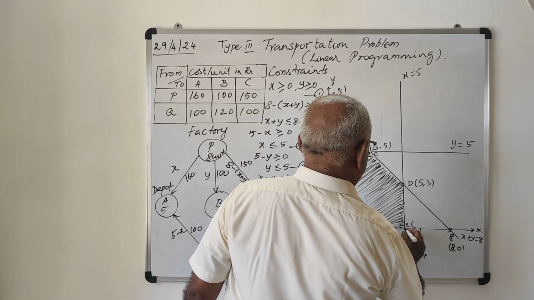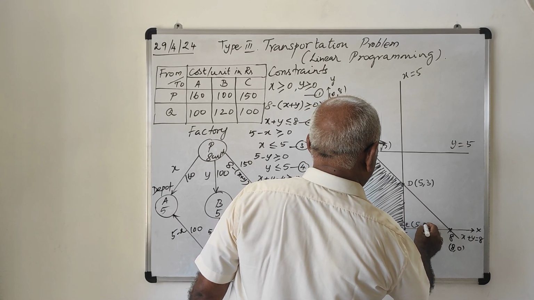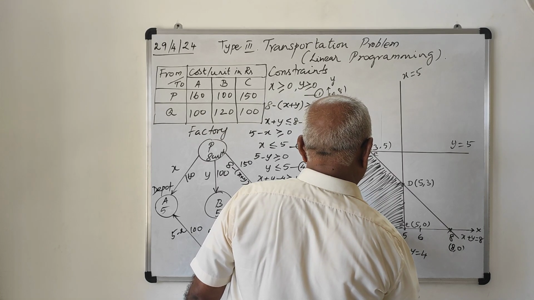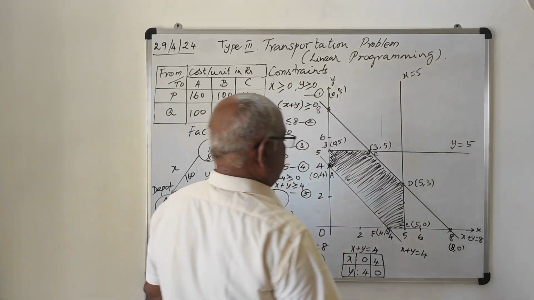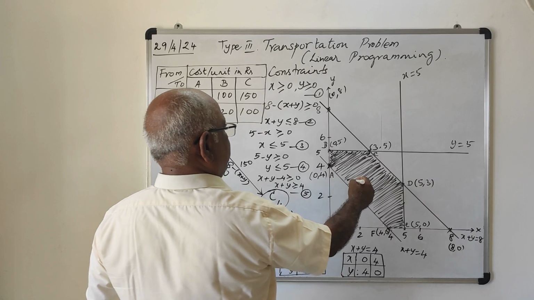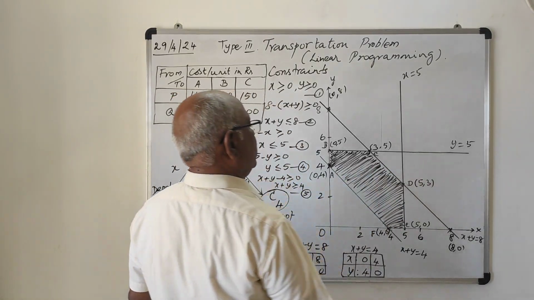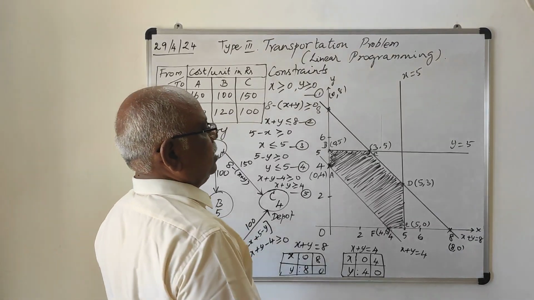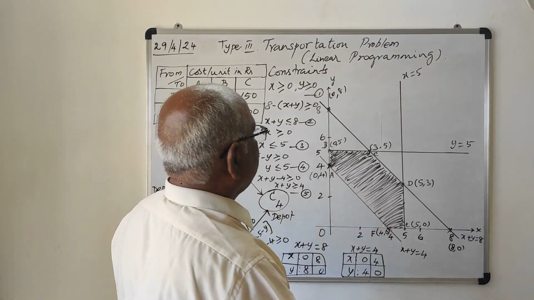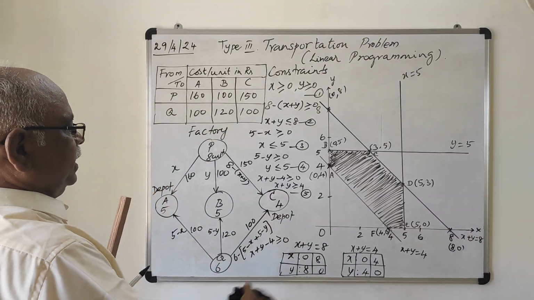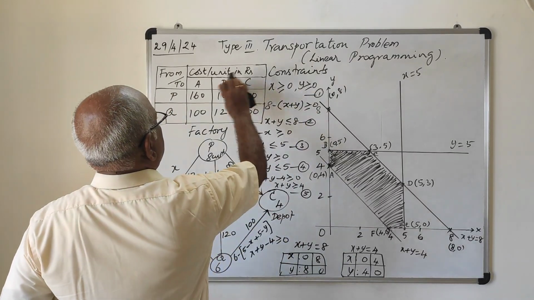And this is the point E. E is x5, y0. Similarly, this is the corner point F. This F is x4, y0. So A, B, C, D, E, F are the corner points of the bounded region. In this bounded region, you have to find the solution for the minimum cost. So we now have to find the equation of the minimum cost, after finding the graph.